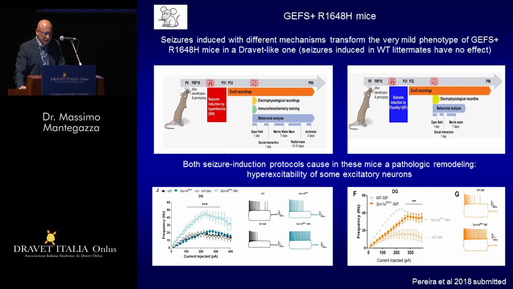And when you look at the mechanism, why do you have a severe phenotype, what we found here was that you get an increase of excitability of some excitatory neurons. So normally, as an initial functional effect, you don't see it. You don't see a modification of the property of excitatory neurons in these mice. But after the seizure protocol, you worsen the phenotype, you transform them into a Dravet syndrome animal model, basically, and you see hyperexcitability also in some glutamatergic excitatory neurons.